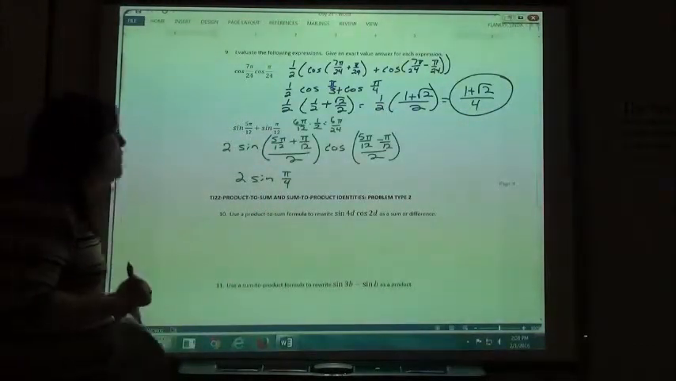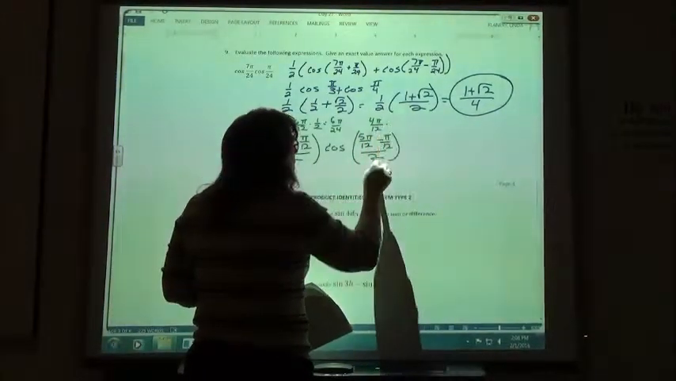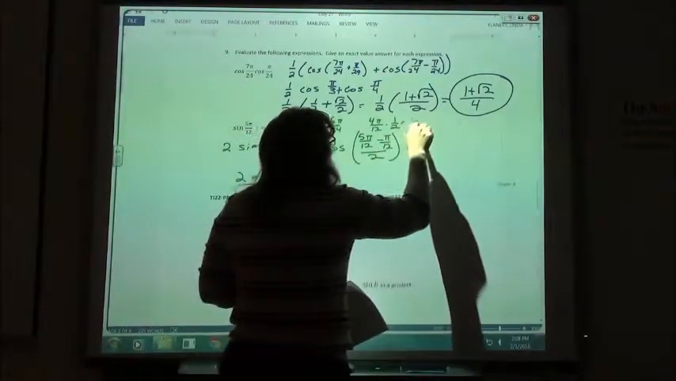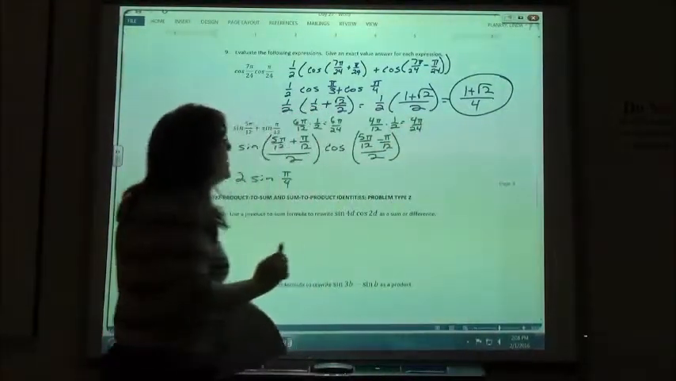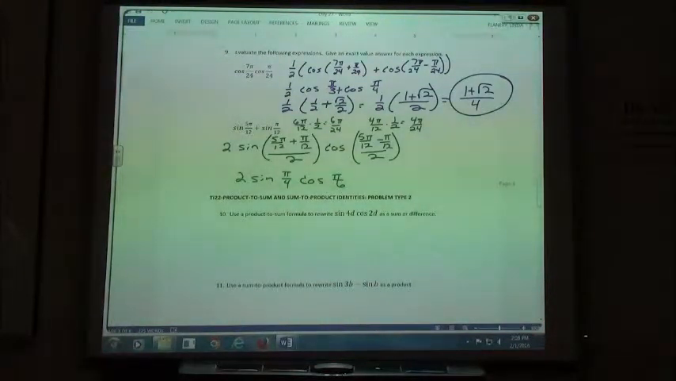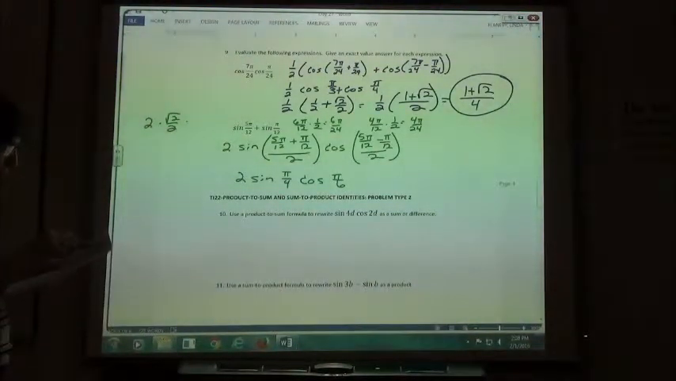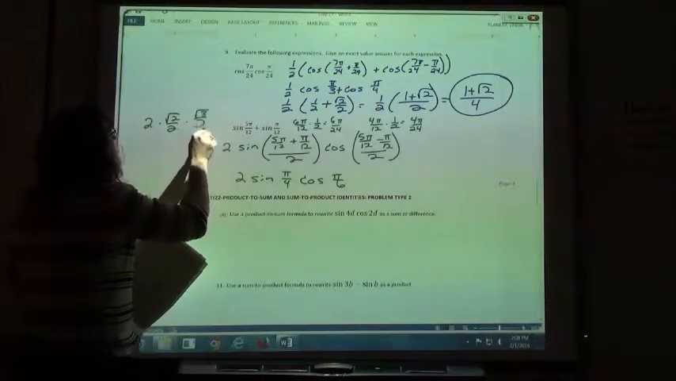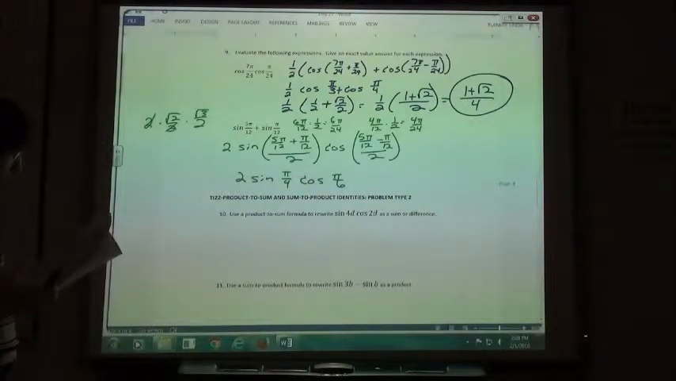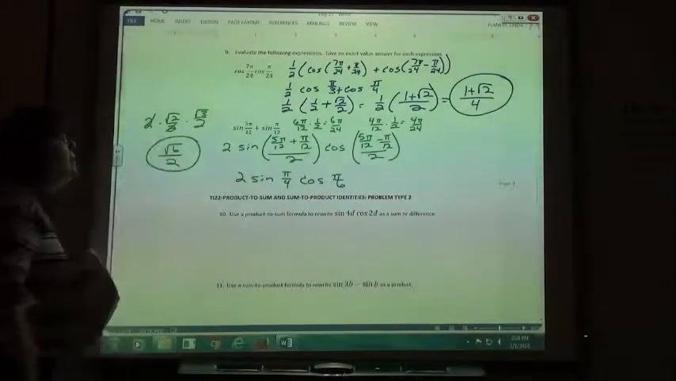So 2 sine of pi over 4. Here I would do 5/12 minus 1/12, which is 4/12. Again, multiplying by 1/2 gives me 4 over 24. And that reduces down to pi over 6. So I have 2 sine of pi over 4, cosine of pi over 6. Looking up my reference angles, the sine of pi over 4 is square root of 2 over 2. And the cosine of pi over 6 is square root of 3 over 2. That cancels that out. Square root of 2 times the square root of 3 would be the square root of 6 over 2. And again, I can't simplify that. That's just going to be my answer.